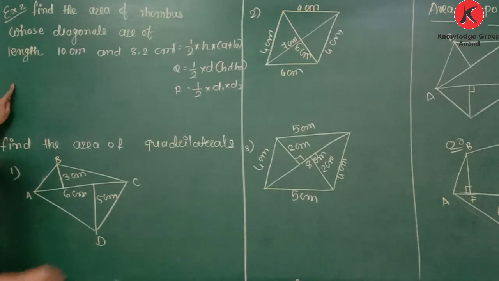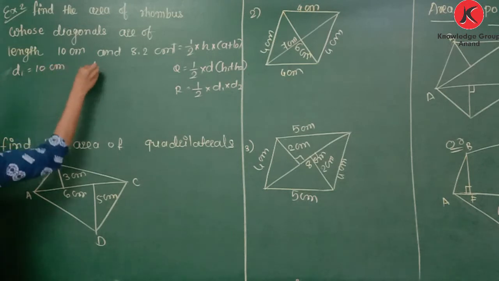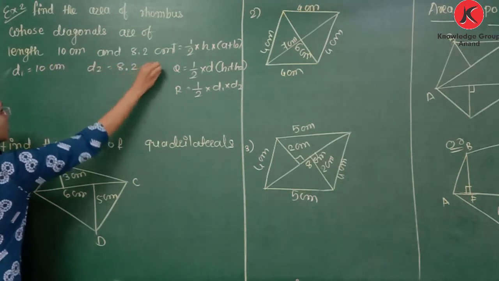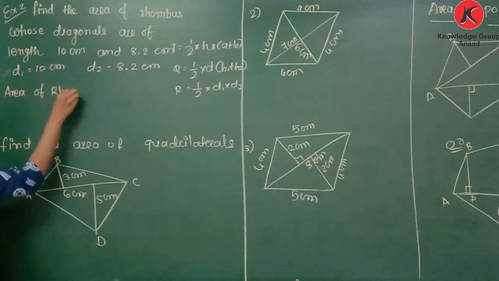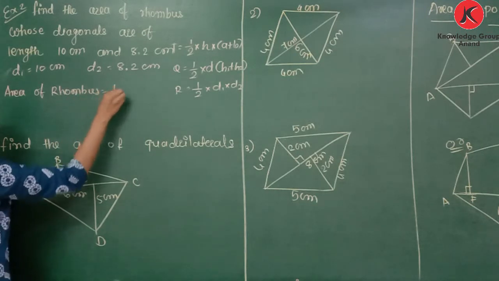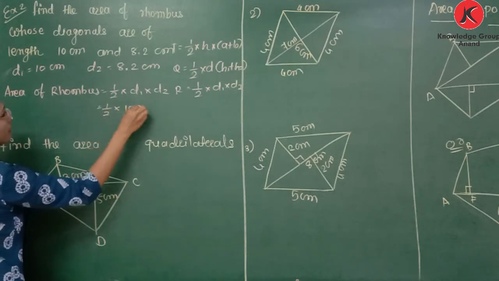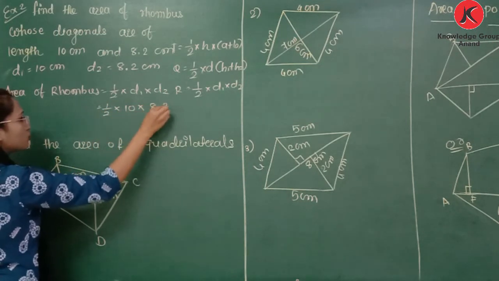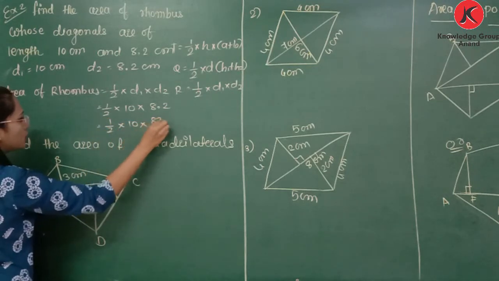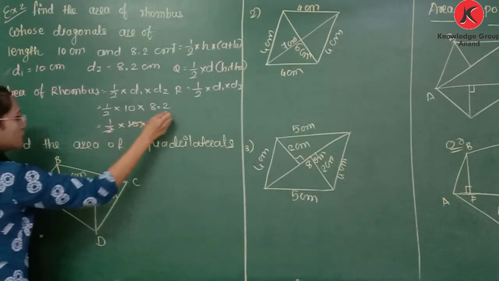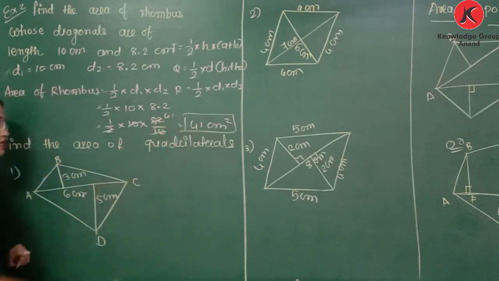Area of a rhombus: here you can see diagonal 1 is given as 10 cm, diagonal 2 is given as 8.2 cm. So area of a rhombus is equal to 1 by 2 d1 multiplied by d2. So d1 is 10 and d2 is 8.2. So that is 1 by 2 times 10 multiplied by 8.2. You can cancel this. It is 41. So 41 centimeter square. That is the area of the rhombus.